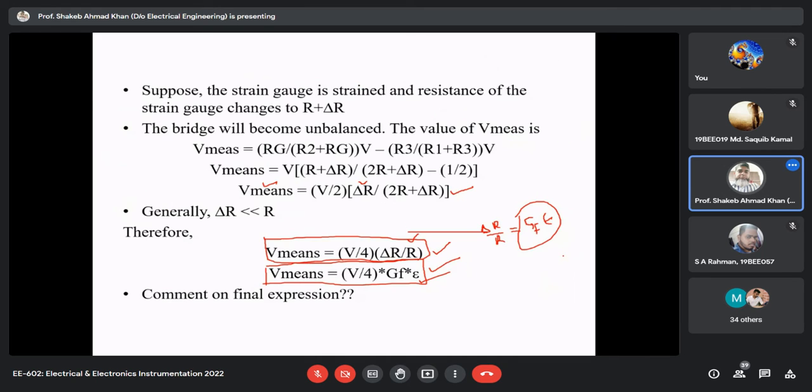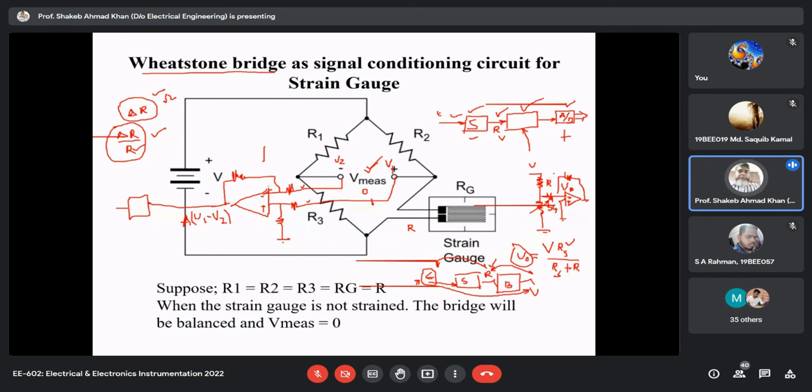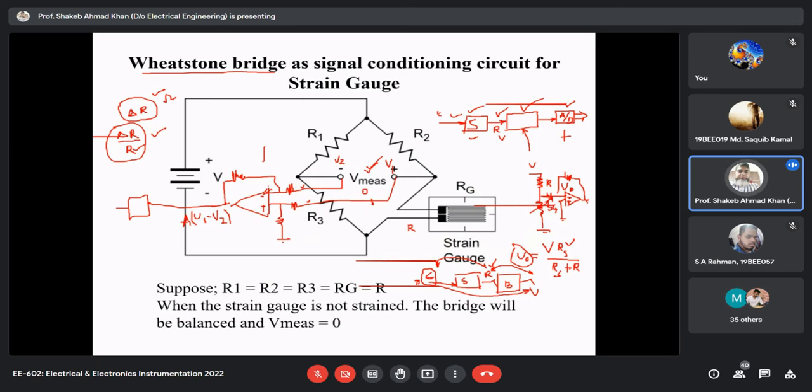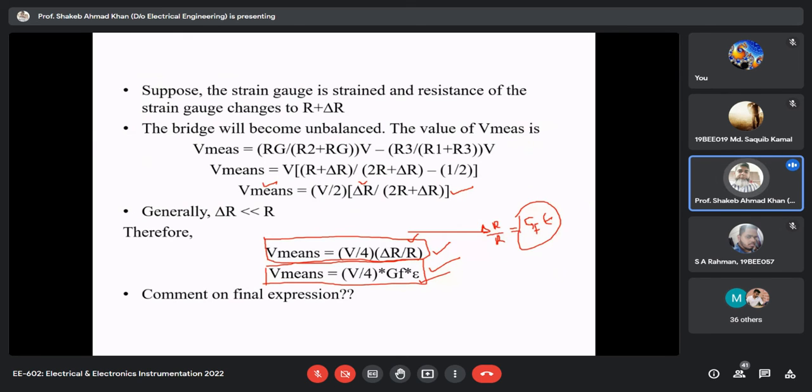But here the situation is not that. When strain is zero, delta R will be zero and your output will be zero. This is a desirable situation: the parameter which you are measuring, when it is zero, the output should be zero. But in this circuit, this is not satisfied. This is called bias adjustment, offset adjustment. So we require a subtractor circuit here to make it zero. Your Wheatstone bridge by default provides that.